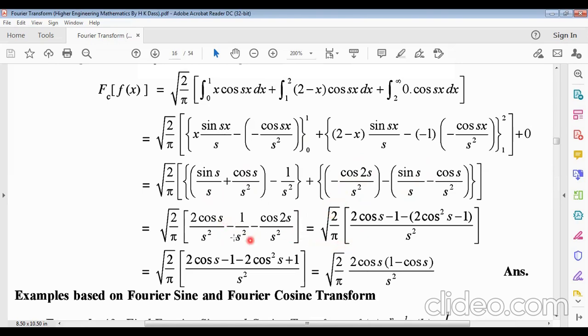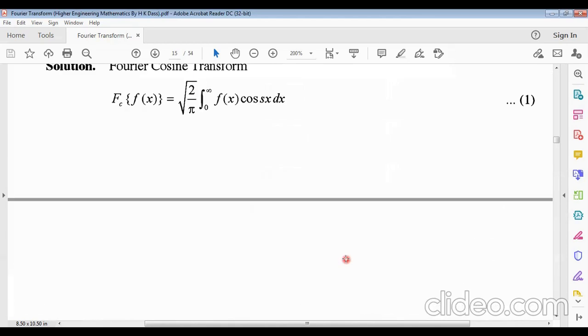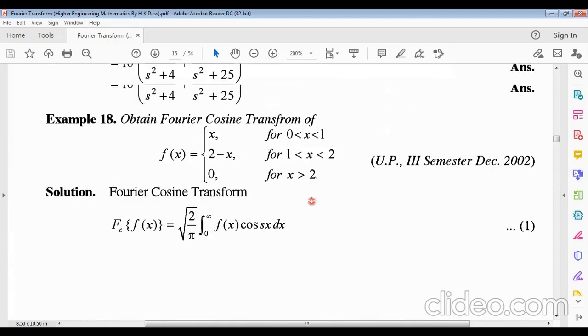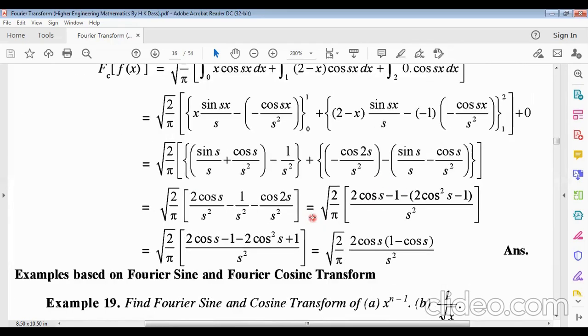So root over 2 by pi, just taking LCM s square, we get this one. Now 2 cos s minus 1 minus 2 cos square s plus 1 divided by s square. So we get only these values. Very easy example. We just have to separate this whole integration 0 to infinity into three parts according to the given functions.